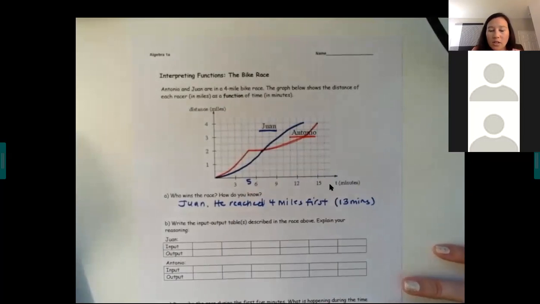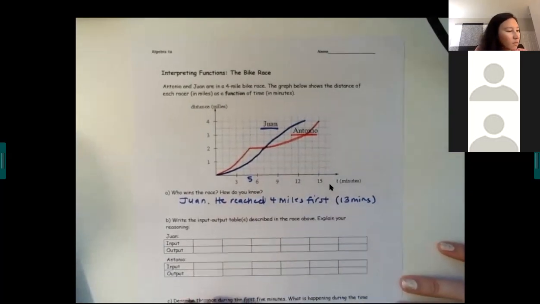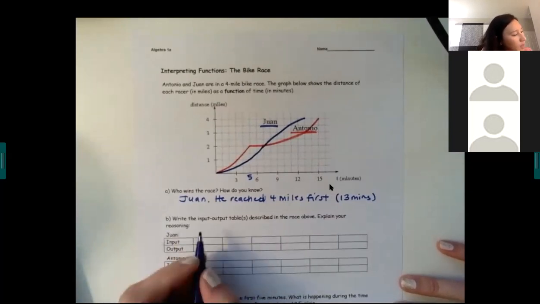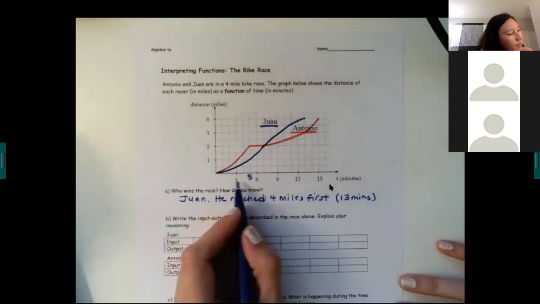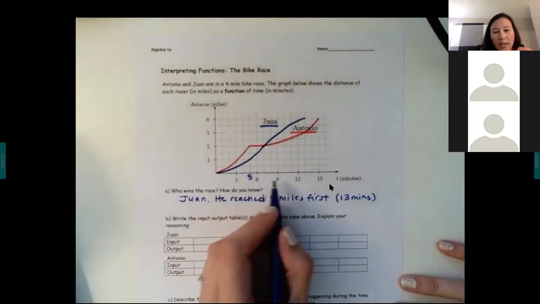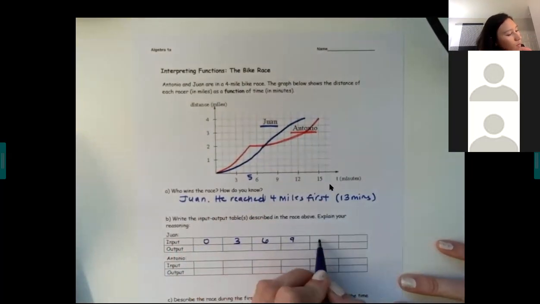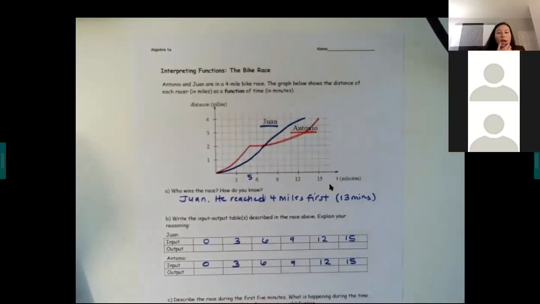You guys have any questions about reading this graph? No? Okay. Then they want us to complete this table. So we'll do 0, 3, 6, 9, 12, 15 for the x's, or the input. And then we'll go through.